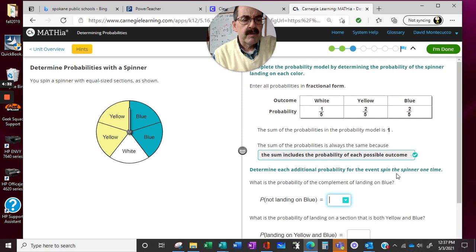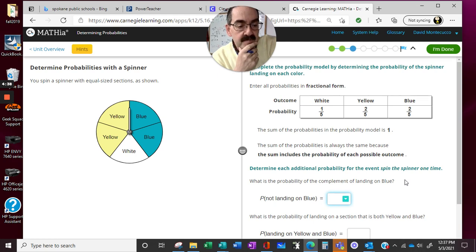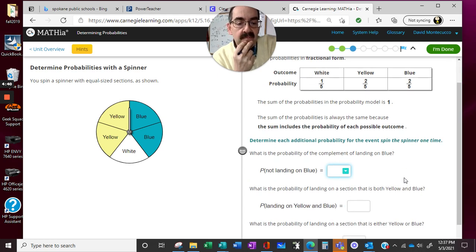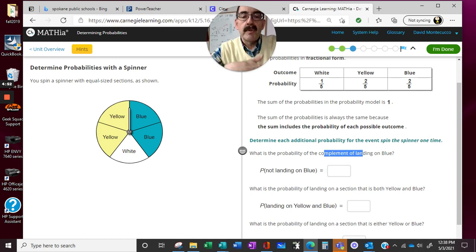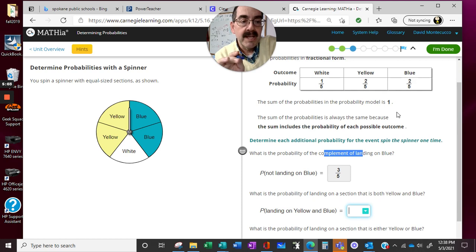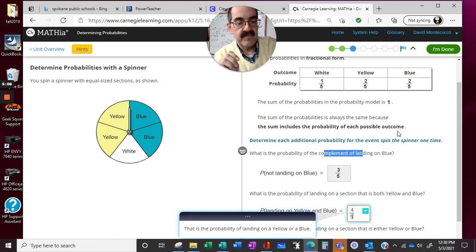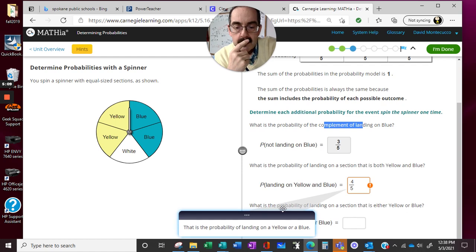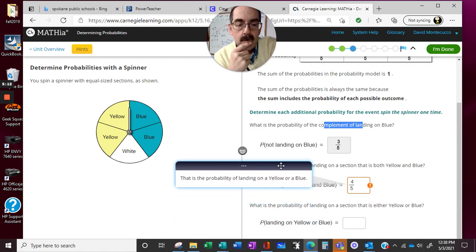Determine each probability for the event spin the spinner 1 time. What is the probability of the complement of landing on a blue? Complement. So the other part. So landing on a blue is 2 out of 5, so the complement is everything else. Okay. Probability of landing on yellow and blue. Put them together. So there's 4 of the 5. This is the probability of landing on yellow or a blue.